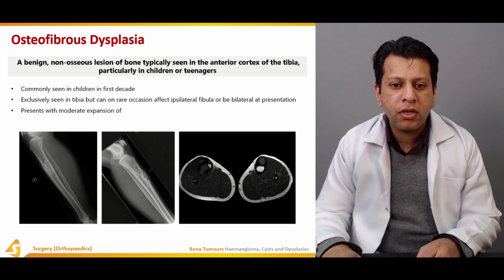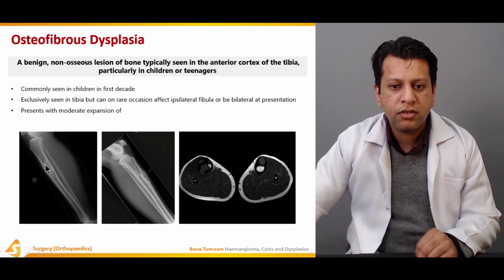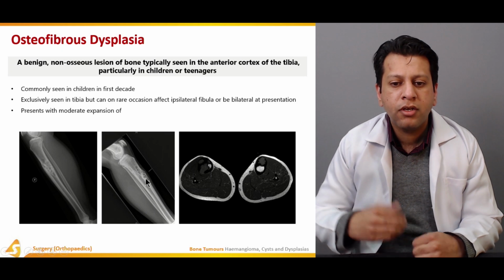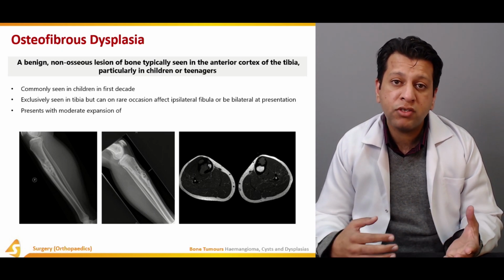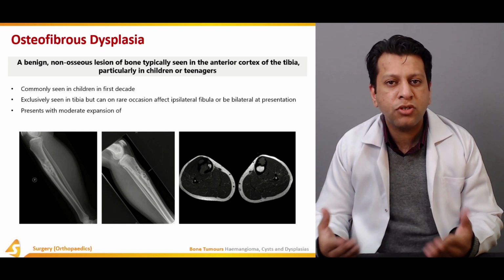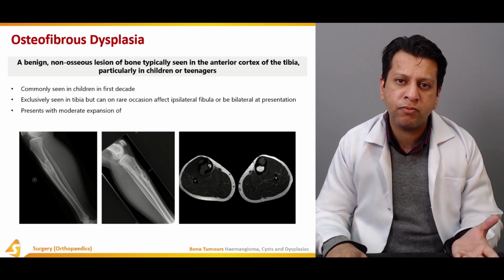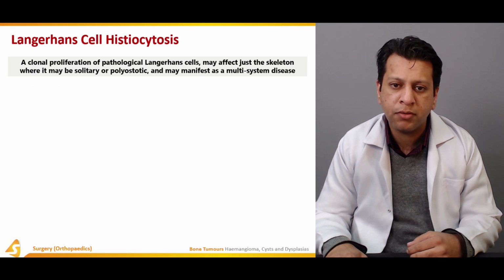With moderate expansion, if you see it over here, this is classically metaphyseal to diaphyseal region and on the anterior aspect of the tibia, especially in children. The other disease which we have to differentiate is adamantinoma, which presents in almost the same area, usually the anterior cortex, but it's usually in adolescents and adulthood. Usually 10 to 20 years, an adult would probably come with a lesion in the anterior cortex of the tibia.